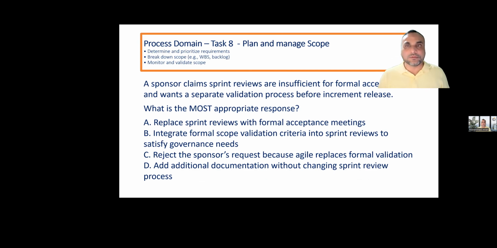Very good. Next. A sponsor claims sprint reviews are insufficient for formal acceptance and wants a separate validation process before increment release. What is the most appropriate response? Replace sprint reviews with formal acceptance meeting. Integrate formal scope validation criteria into sprint reviews to satisfy governance needs. Reject the sponsor request. Add additional documentation without changing the review process.